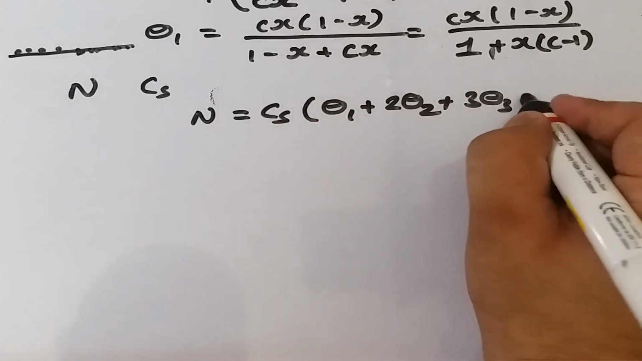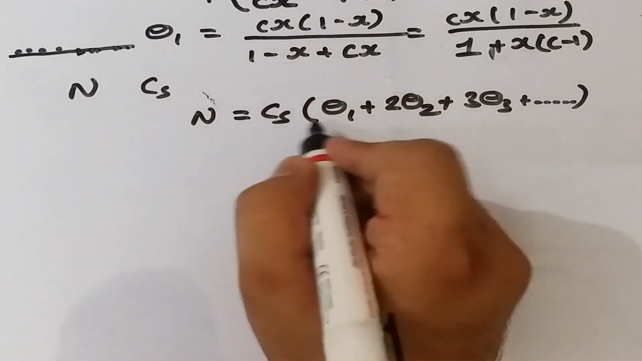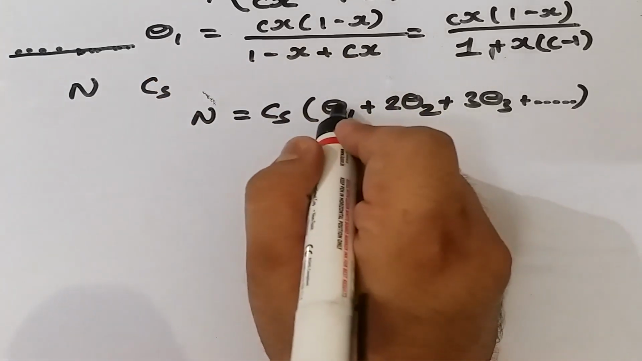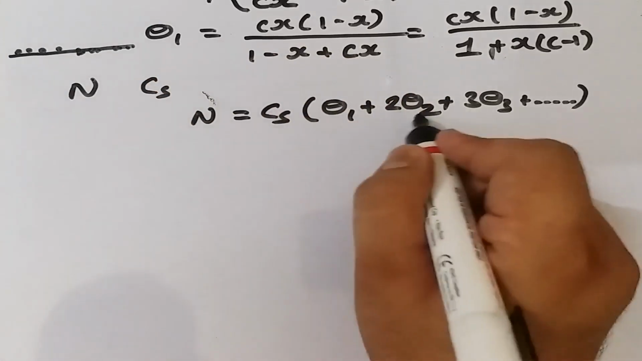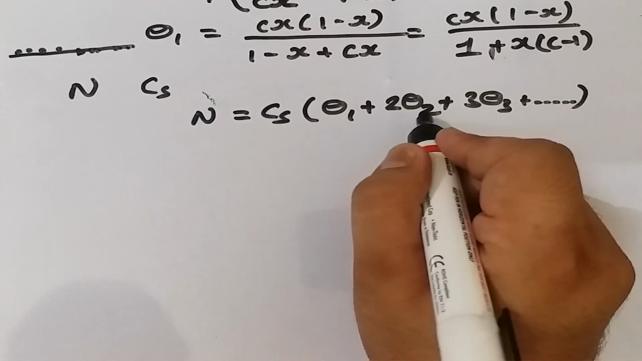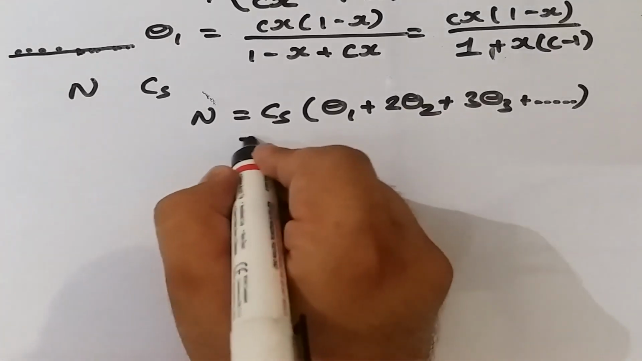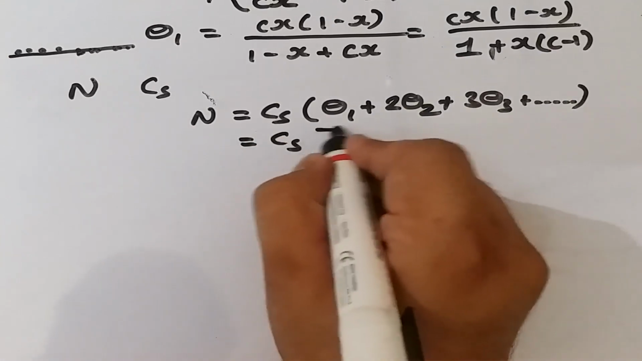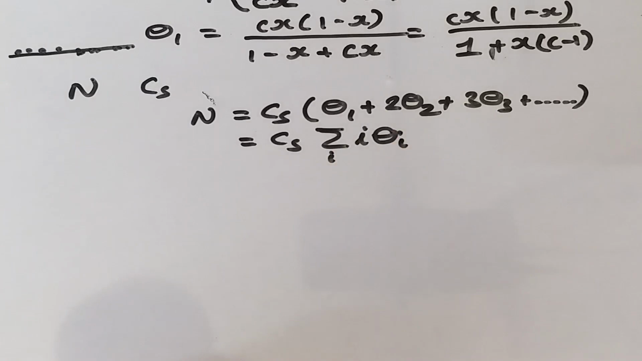So this will give us the total number of molecules, and Cs into theta 1 will give us the total amount of molecules which are present on our first layer. Cs into 2 theta 2 will give us the total amount of molecules which are present in the second layer, third layer, and so on. And hence I can write it as Cs into summation of i into theta i.